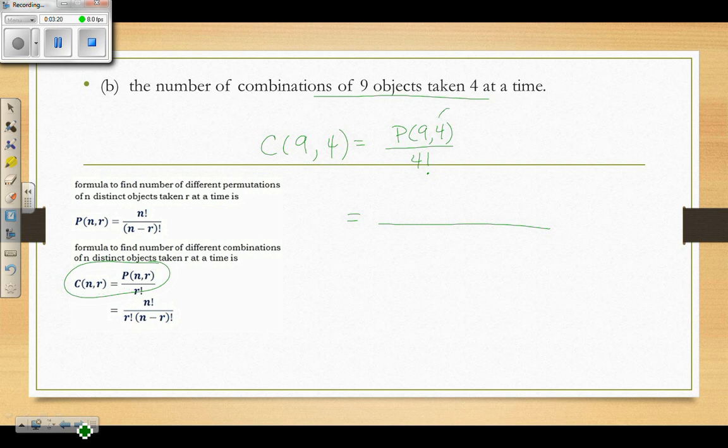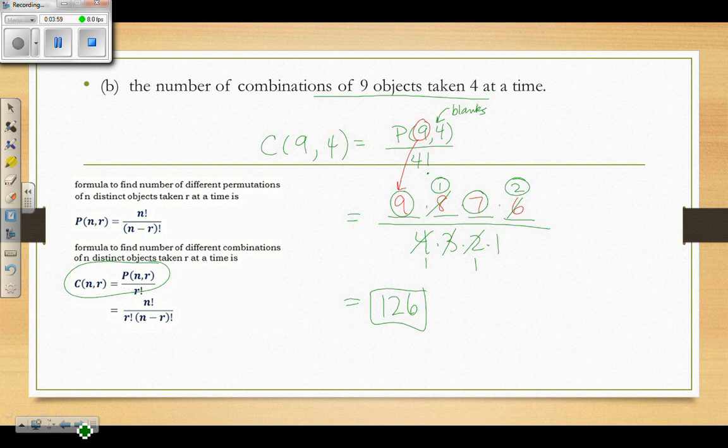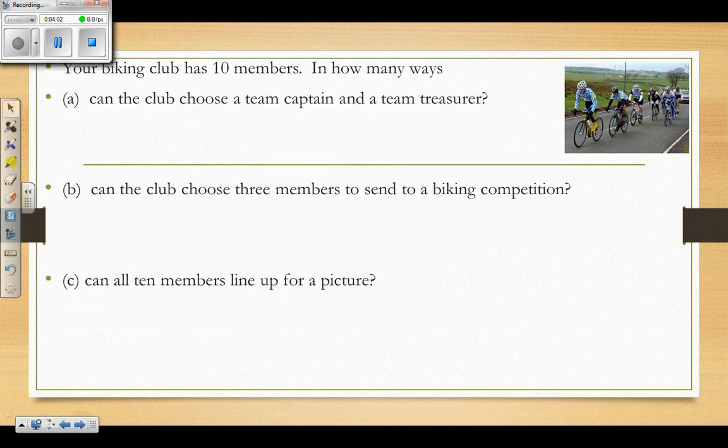The permutation of 9 objects 4 at a time: we're going to make 4 blanks, 1, 2, 3, 4 blanks. We're going to start filling them in with a 9. So it's 9, 8, 7, 6 over 4 factorial. Okay, 2 times 4 is 8. 3 goes into 6 twice. My final answer will equal 9 times 1 times 7 times 2. Let's see, 9 times 7 times 2 is 126. That is how I do my permutation and combination formulas. I try to make it as easy as possible.